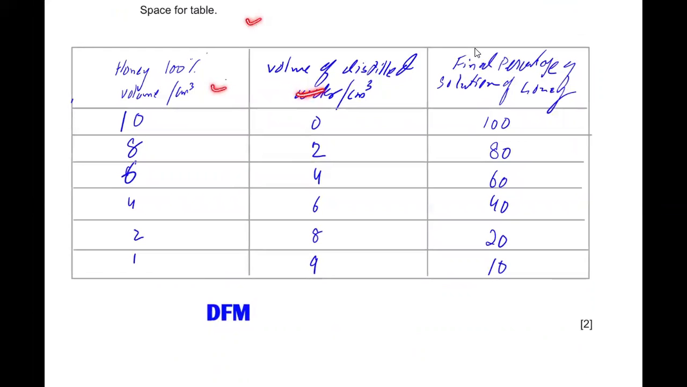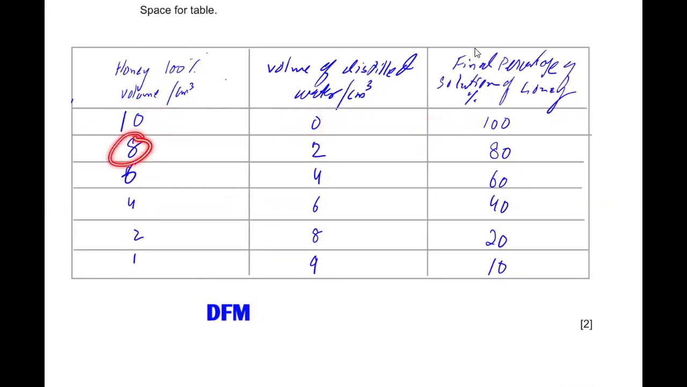Again, space for a table is provided for me. So I'll add 3 columns here. The first column will be the volume of honey, which is 100% honey, in cm cube, then the volume of distilled water that I'll add in cm cube, and the final percentage of the solution which we are preparing, and I'll mention its unit in percentage as well. So if I add 10 and 0, I get 100%.